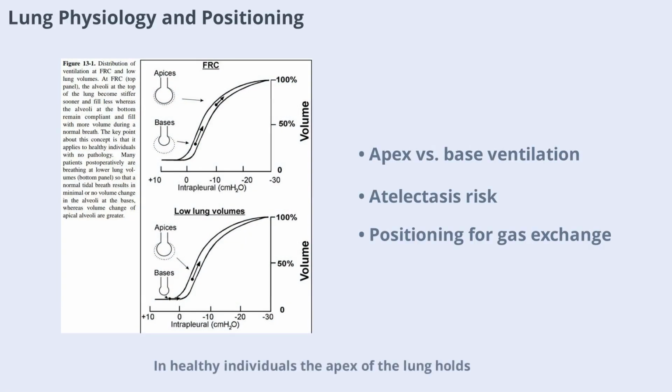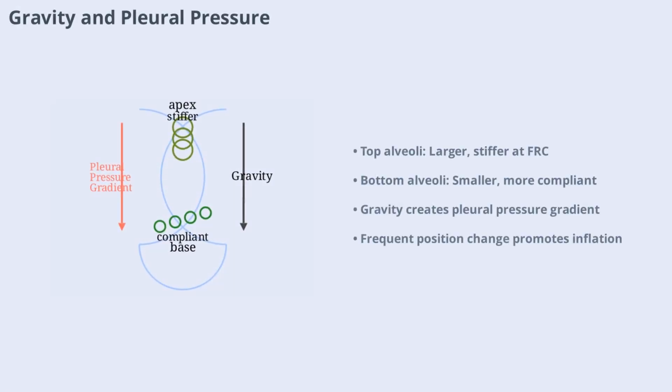In healthy individuals, the apex of the lung holds larger alveolar volumes during normal breathing, while the bases receive more ventilation during deep inspiration. However, in surgical patients, the bases are often the most common site for atelectasis due to reduced movement and pain. Proper positioning can help improve ventilation and gas exchange in these patients, reducing the risk of complications. Gravity creates a vertical pleural pressure gradient in the lungs.